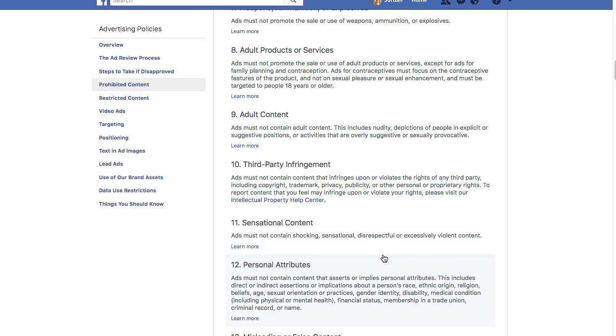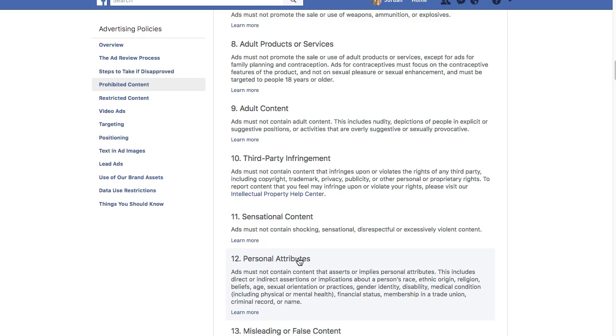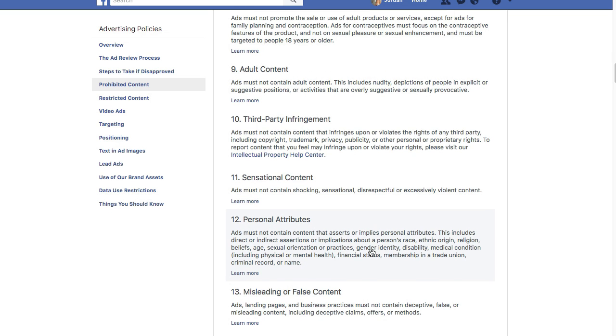And this is key here. You cannot contain content that asserts or implies personal attributes. So you can't say things like, are you a woman? Are you a Christian, or a Jew, or a Muslim? Are you overweight? Did you lose your job? Anything that implies a personal attribute, like speaking directly one-on-one to someone, you cannot do that. It's the quickest way to get flagged.